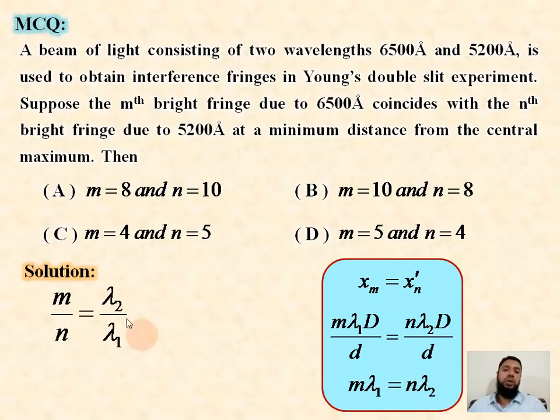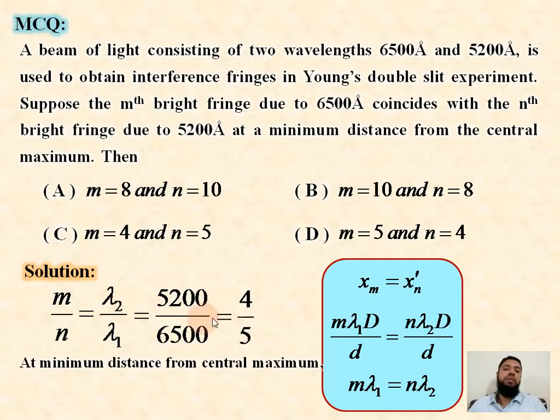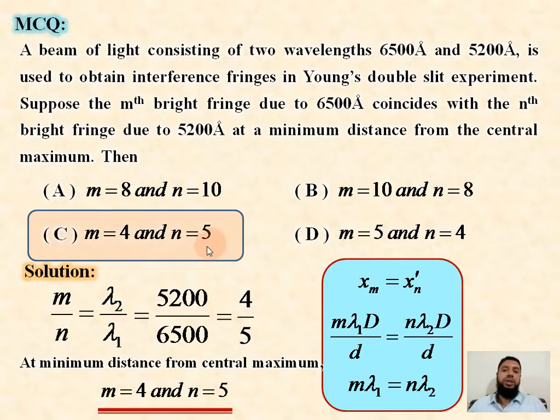Therefore ಇದರ ರೇಷಿಯೋನ ತಗೊಳ್ಳೋಣ. m is to n is equal to lambda 2 by lambda 1. ವ್ಯಾಲ್ಯೂಸ್ ಅನ್ನು ಸಬ್ಸ್ಟಿಟ್ಯೂಟ್ ಮಾಡೋಣ. 5200 ಆಂಗ್ಸ್ಟ್ರಾಂಗ್ by 6500 ಆಂಗ್ಸ್ಟ್ರಾಂಗ್ ಆಗಿದೆ. ಆಂಗ್ಸ್ಟ್ರಾಂಗ್ಸ್ ಕ್ಯಾನ್ಸಲ್ ಮಾಡಿದೀವಿ. ಇದನ್ನ ಸಿಂಪ್ಲಿಫೈ ಮಾಡಿದಾಗ the value is 4:5 ಆಯಿತು. Then the values of m and n will be the multiples of 4 and 5. For minimum value ತಗೊಂಡಾಗ ಮಲ್ಟಿಪಲ್ ಆಫ್ 1 ಅಂತ ತಗೊಂಡಾಗ the value of m will be 4 and the value of n will be 5. Hence the correct option is option C, m is equal to 4 and n is equal to 5. ಮುಂದಿನ ಪ್ರಶ್ನೆಯನ್ನು ನೋಡೋಣ.